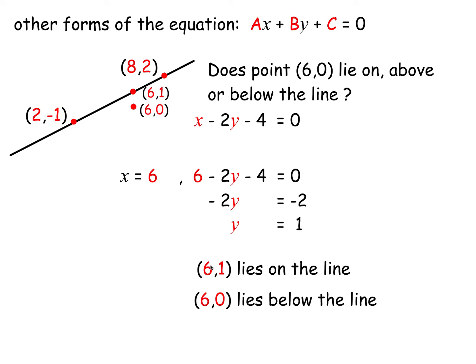There's a diagram to show it. There's (6, 1) on the line. (6, 0), 1 unit below that. So (6, 0) is below the line. (6, 2) would be above the line. So you can tell if a point lies on the line or if it's above the line or below the line by substitution of the x coordinate and working out what the y coordinate should be. That's one use for this rearranged form.